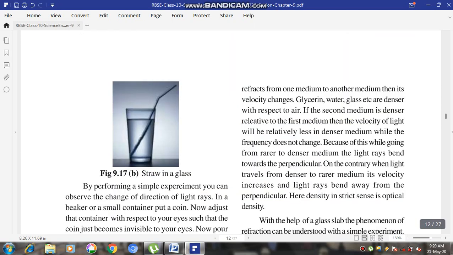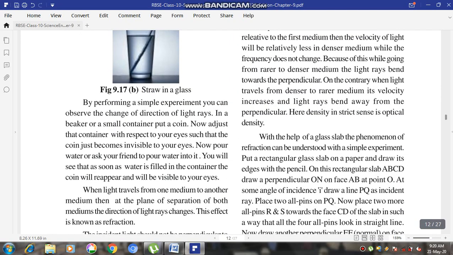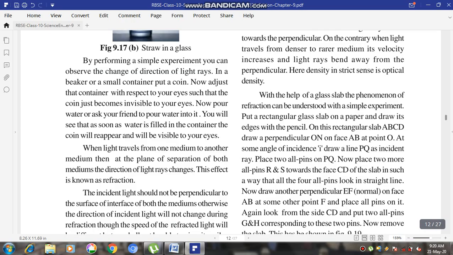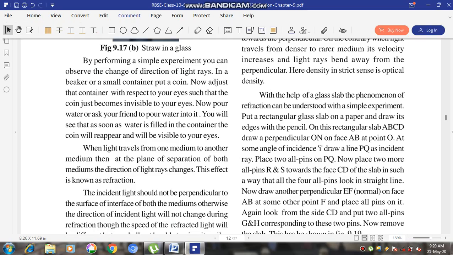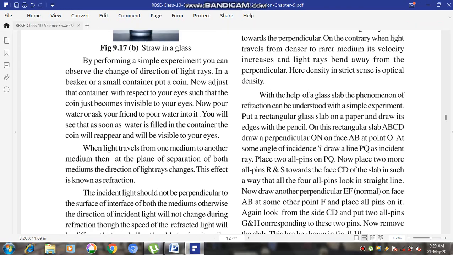By performing a simple experiment, you can observe the change of direction of light rays. In a beaker or a small container, put a coin and adjust the container with respect to your eyes such that the coin just becomes invisible, and now pour water, or ask your friend to pour water on it. So there are some daily life based experiments showing why the coin looks raised when we put it in water.